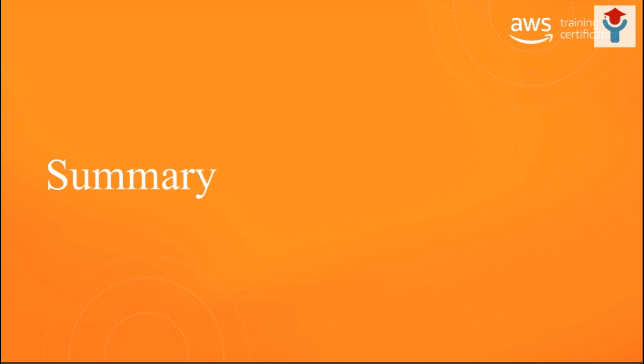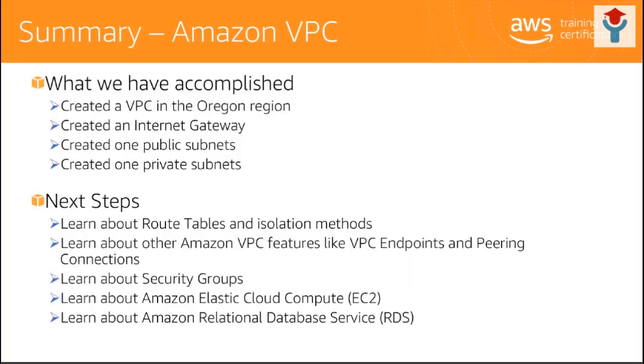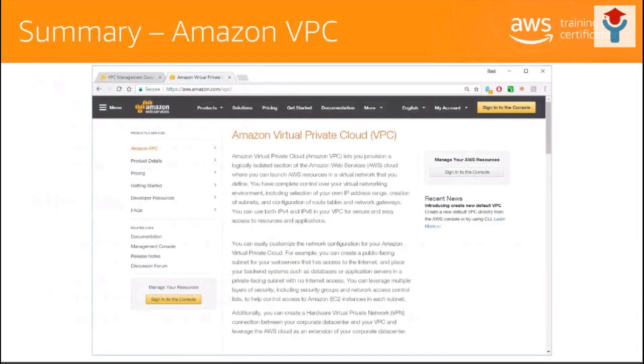Let's summarize what we have accomplished and review some next steps. We have learned about and how to create VPCs, internet gateways, and subnets. Next steps include learning about other VPC features such as routing tables, VPC endpoints, and peering connections. Also, you can learn about deploying AWS resources into your VPC. More information is available at aws.amazon.com/VPC.